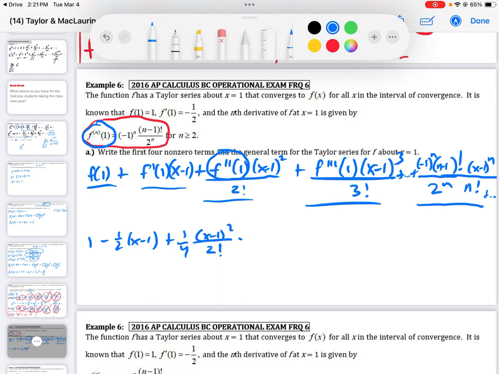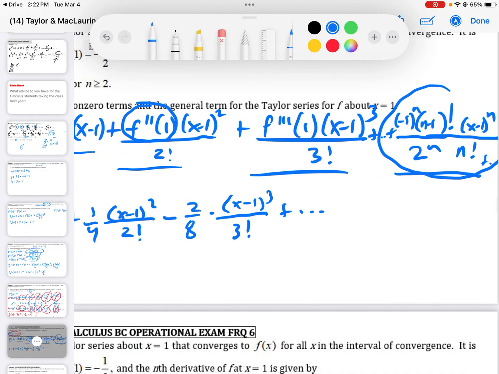And then if I plug in 3, this would be negative, 3 minus 1 factorial, which is 2, over 8 times x minus 1 cubed over 3 factorial. Plus dot, dot, dot. Okay, the nth term here. To simplify that down, I think you could just rewrite it just like that. But I'm going to mess with it a little bit.